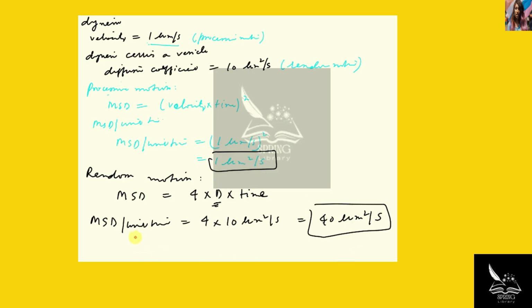So since the MSD per unit time for random motion is 40, which is way greater than the MSD per unit time for processive motion, we can conclude that the movement of the vesicle is dominated by the random motion, which is diffusion, rather than processive motion, which is motor driven velocity.